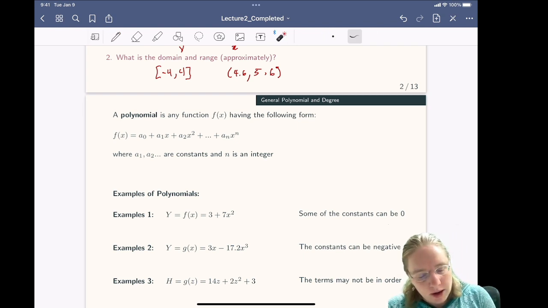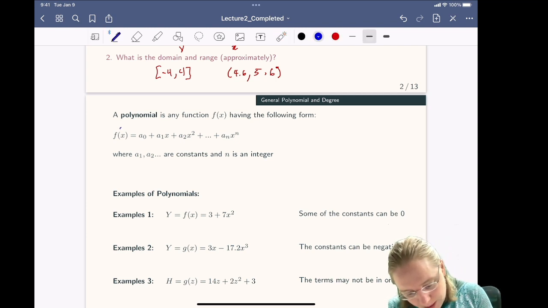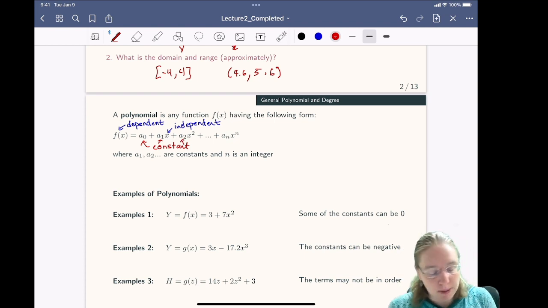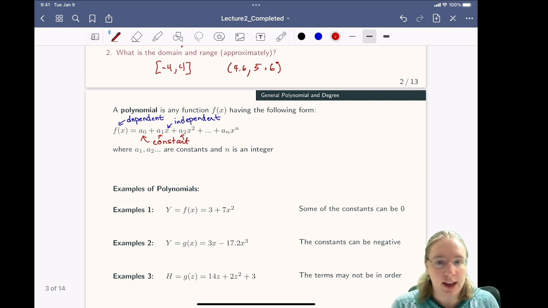In general, a polynomial can be written in the following form, where we have some dependent variable f of x that depends on the independent variable x in this case. But notably, we have constants a0, then a1x, a2x squared, and so forth, up to some term an x to the n.